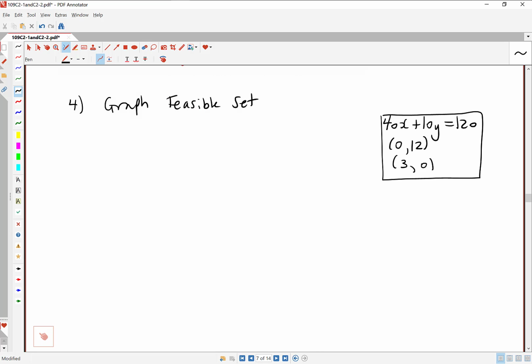Let's draw our axes here. So we're definitely going to need to go as far as 12 in the y direction. Let's just go up by increments of 2 there. For x, we don't really know. So again, let's just go over in increments of 2. We'll see how much space we actually need. And we can graph this first line. So (0, 12) and (3, 0) gives us our first line.